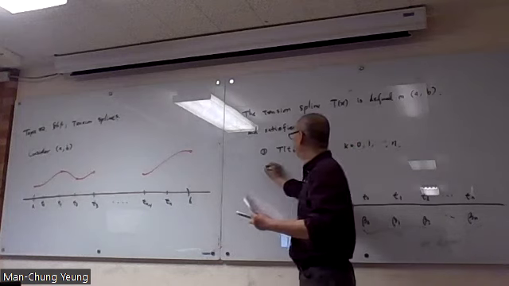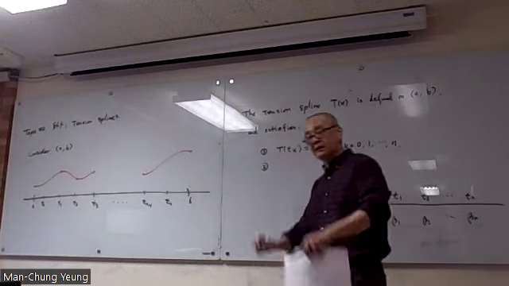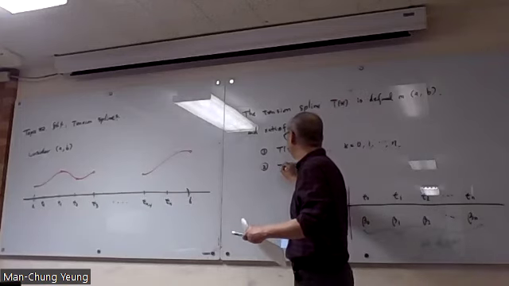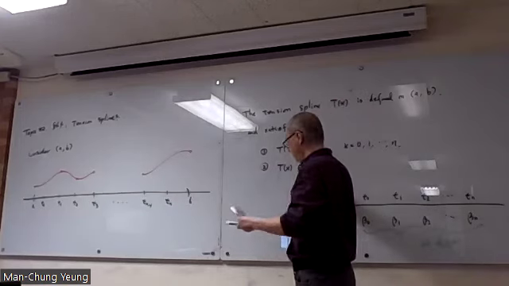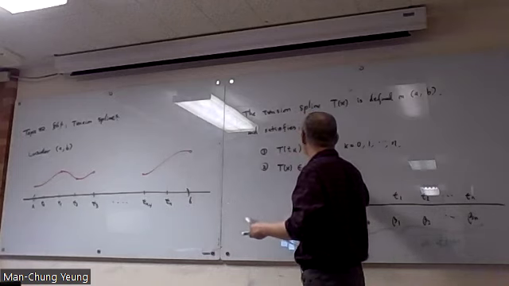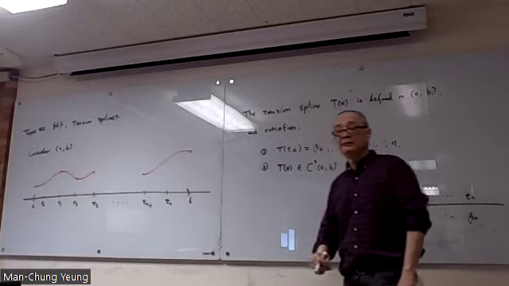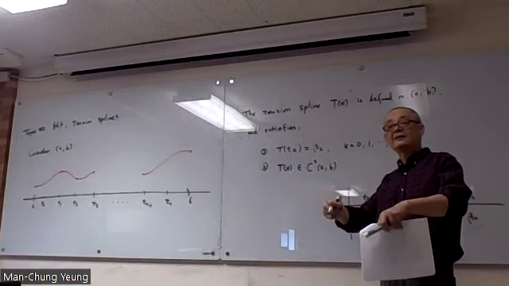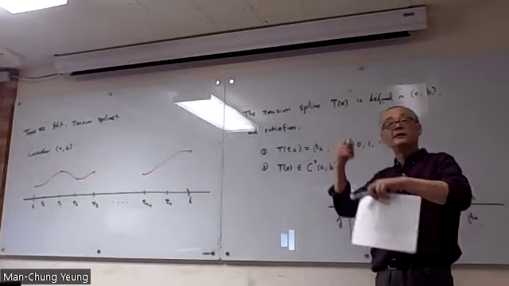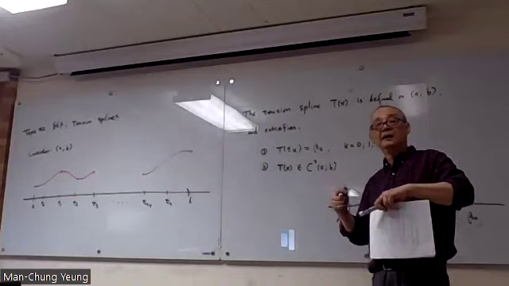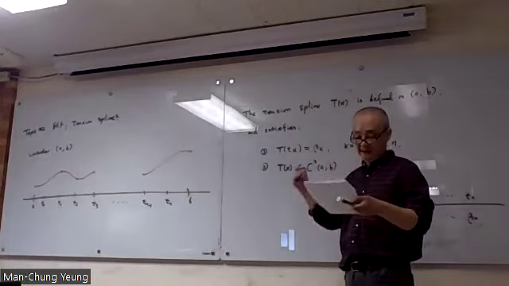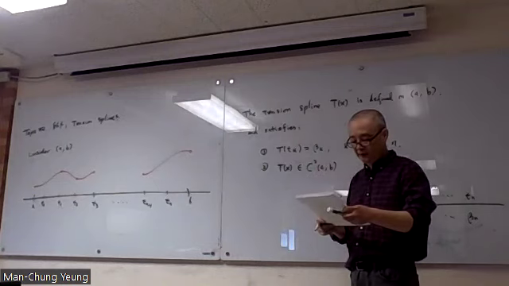Second, we require smoothness of the function T. We require T is in C2 of AB. That means T has derivatives of order 2. Take derivative once, take derivative twice, and all the derivatives are continuous. That is the smoothness we require.